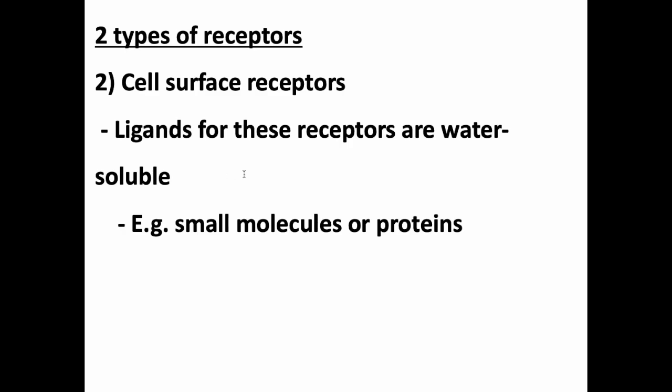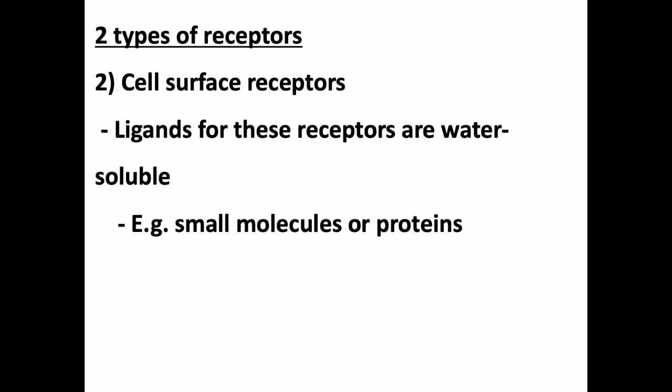So ligands for these receptors, cell surface receptors, are water soluble. They're floating around in the water, and these include small molecules or proteins. Again, very generic because they come in all different shapes and sizes. They don't need to have special properties.